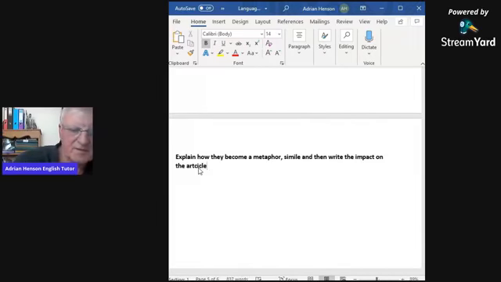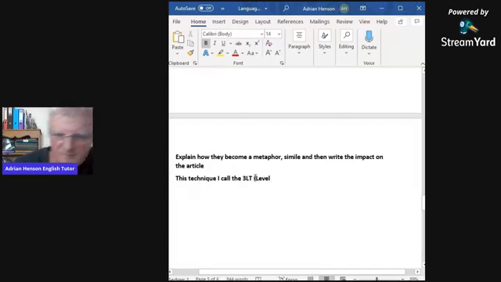I call this technique the 3LT, and that means level 3. So it's just a 3-level technique.